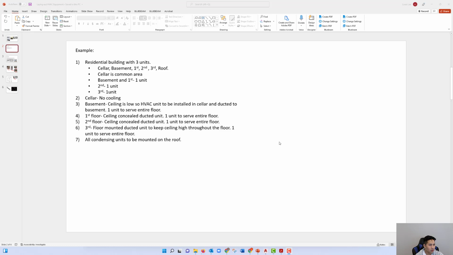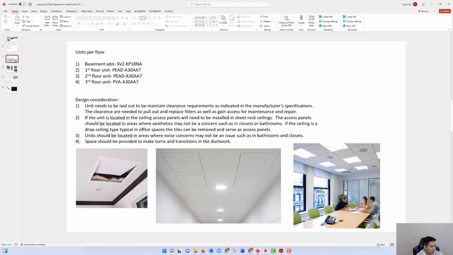Okay, now that we went through the basic idea of what we need to do in this example, we're going to start laying out the units in AutoCAD. Before we do that, I want to just give a reminder as to what needs to be done. So we are installing these units. One in the basement, it's the SVZ model. 2 ceiling concealed units on the 1st and 2nd floor. And on the 3rd floor it's going to be the PVA model, which is going to be a floor standing unit.